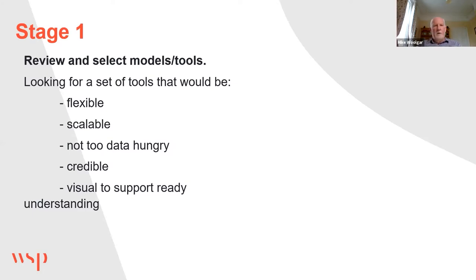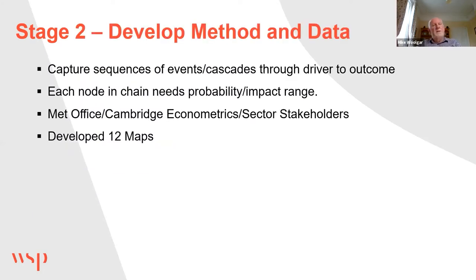So we looked for the Bayesian Belief Network process. We captured sequences of events and cascades from the driver through to outcome. And then every node in our event chain, I'll show you a map in a moment, has a probability range of likelihood of happening and an impact range, which we did through a sort of framework of cost impact ranges.